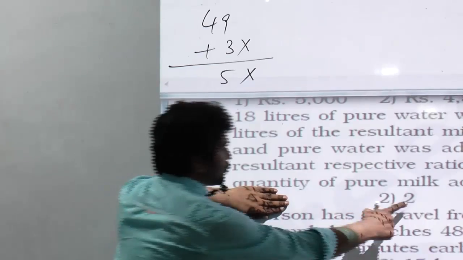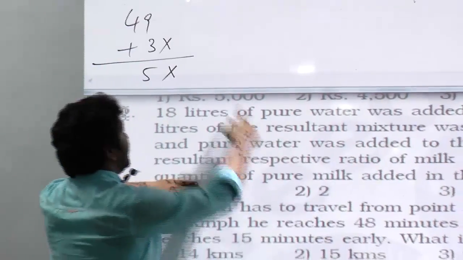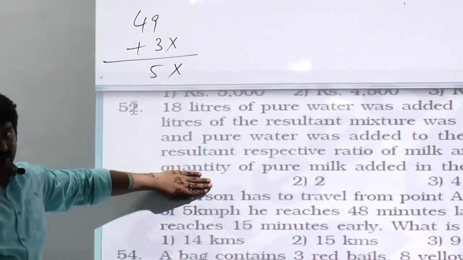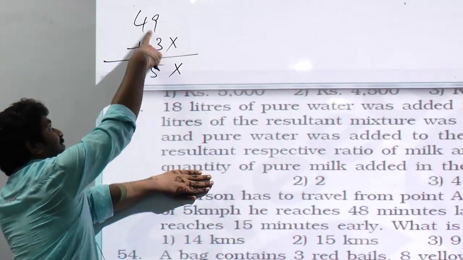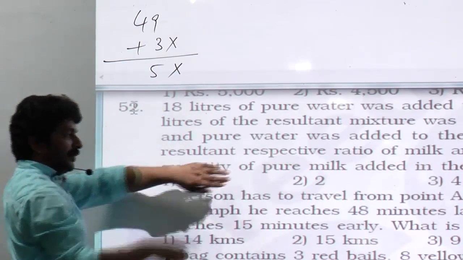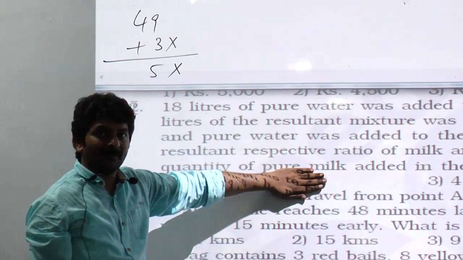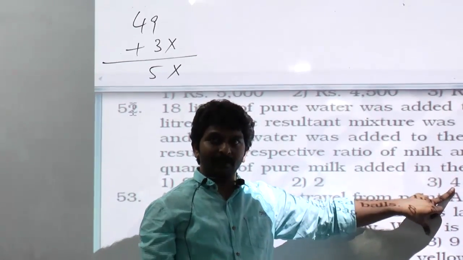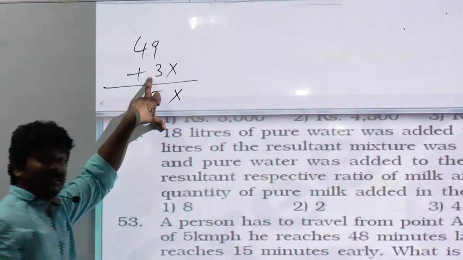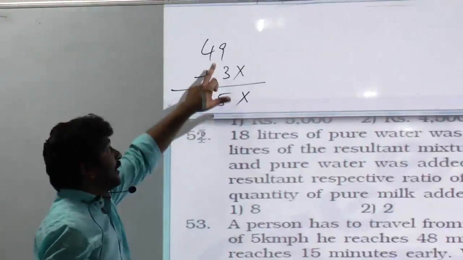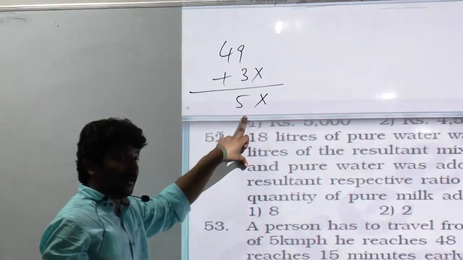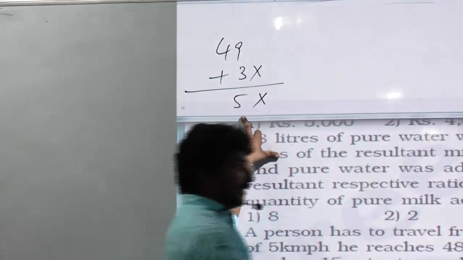If 2 parts is 2 liters, 3 parts will be 3 liters. When you add 3 liters to this, will that be a 5 multiple? This cannot be your answer. If 2 parts is 4, 3 parts is 6. When you add 6 to this number, will that be a 5 multiple? Yes. Can be your answer.